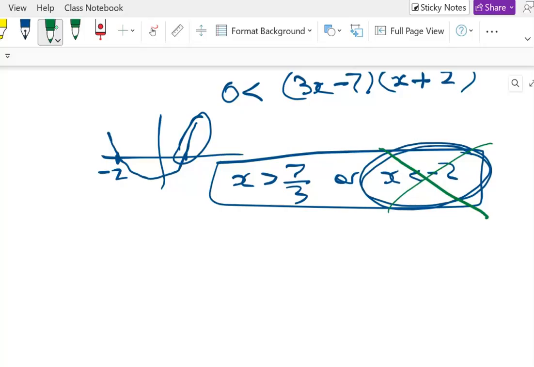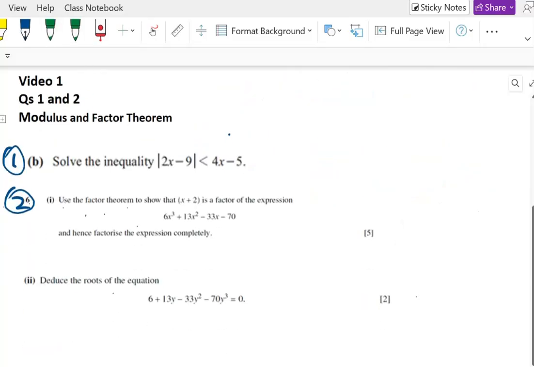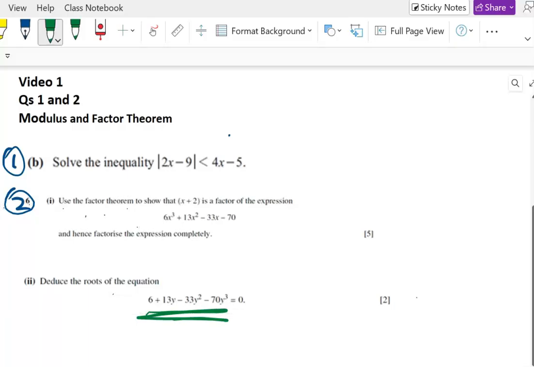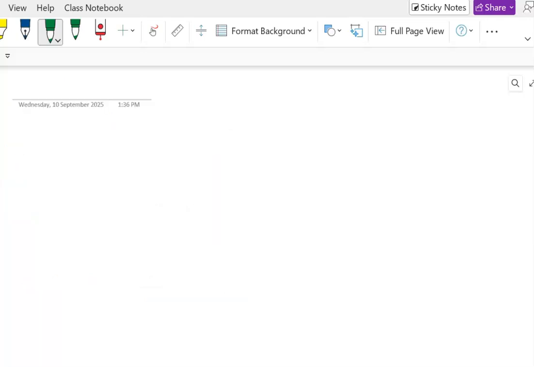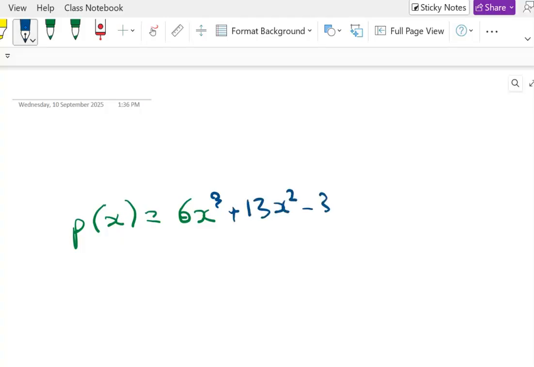Right, next question. So on to question 2, which was first up a really straightforward one about the factor theorem, and then with just a little bit of a cool thing here for part 2. Okay, we'll just go to a new page. So we've got p of x is equal to 6x cubed plus 13x squared minus 33x minus 70.